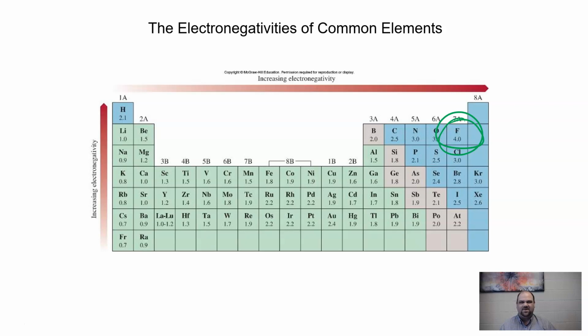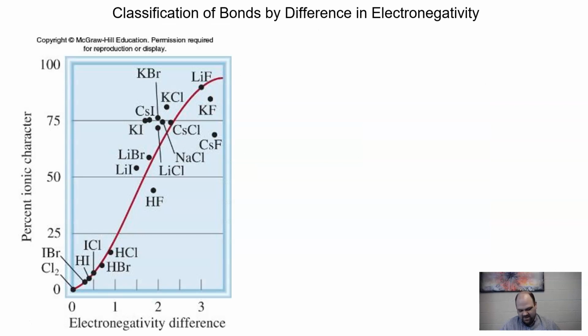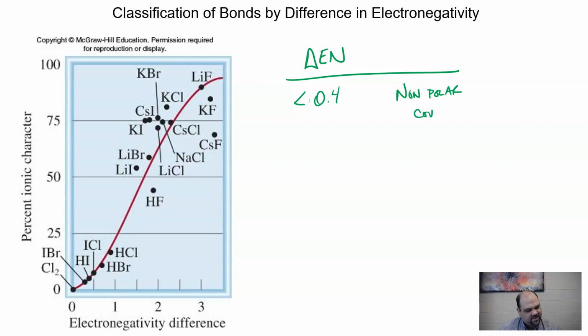What's the cutoff between something that's polar covalent versus something that's completely ionic? How do we know that that electron has been transferred versus being shared unequally? Well, it's an arbitrary cutoff, but if we look at the difference in electronegativity, so delta EN, if that difference is less than 0.4, then we consider this to be nonpolar covalent. So an electronegativity difference of 0.4 or less is nonpolar covalent.